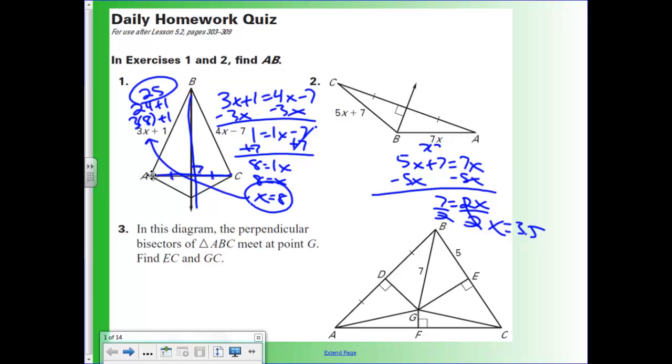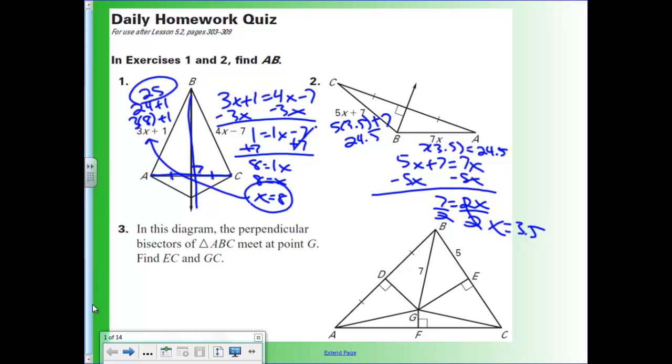AB. 7 times 3.5 gives us what? 24.5, is that right? And then I take 3.5 and plug it in here. 5 times 3.5 plus 7 gives us 24.5. Did we do it right? Yeah.